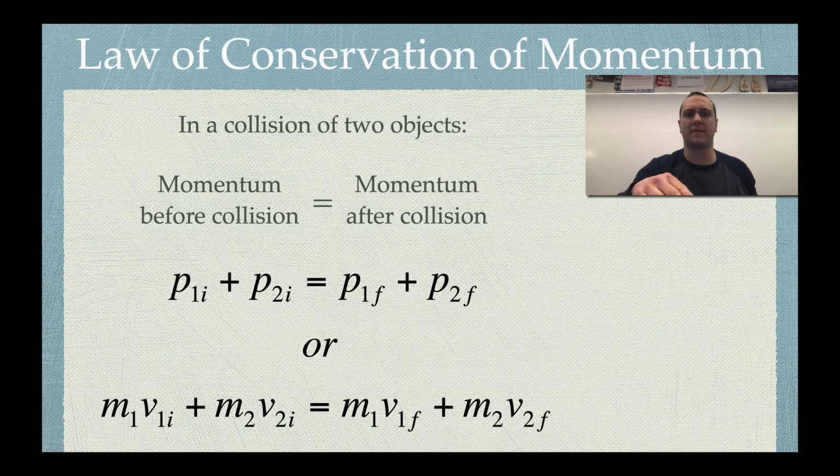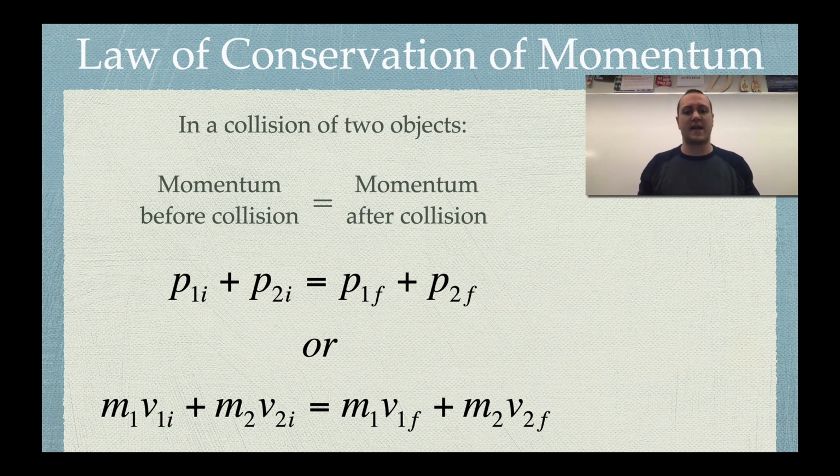So with this law of conservation of momentum, whenever two objects collide, the momentum before has to match the momentum after. And this could be for two objects, three objects, four objects, however many objects are in our system, the momentum pre-collision has to match the momentum post-collision. So here on the left-hand side, we see the initial momentum of objects 1 and 2, and on the right side, we see the final momentum of objects 1 and 2 respectively.